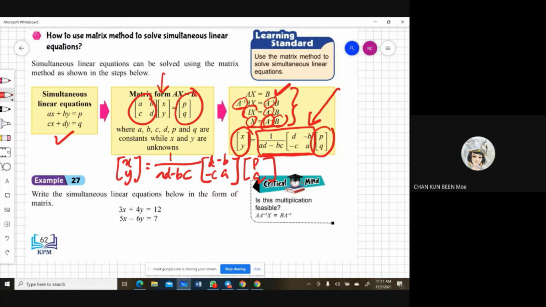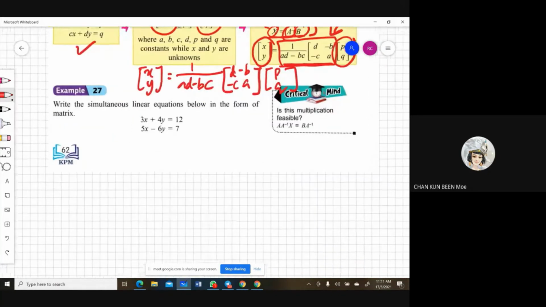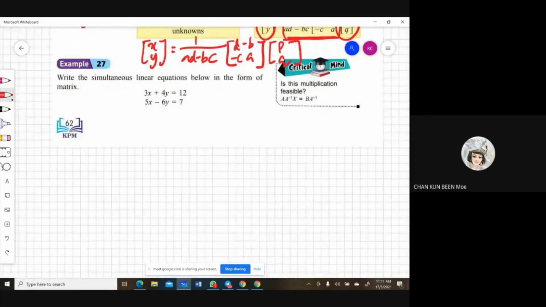Okay, now we look at example 27 over here. Write the simultaneous linear equations below in the form of matrix. So this one is simple. You just need to change them into the form of matrix. So from here, we are going to take the coefficient of each of it. The coefficient for the first term here, 3x, is 3. 5x is 5. The coefficient for 4y here is 4. The coefficient for negative 6y here is negative 6.